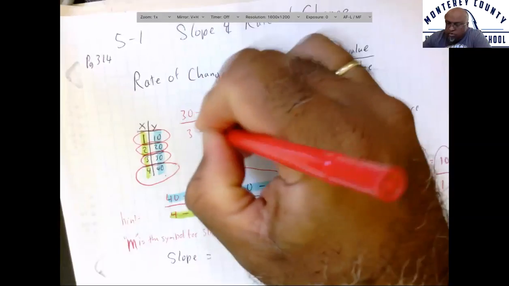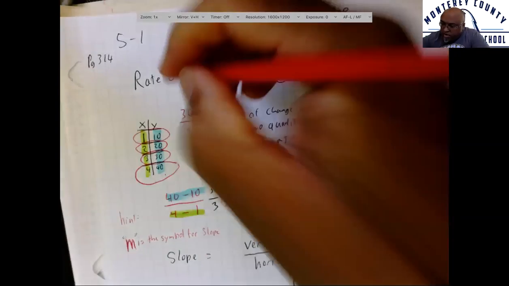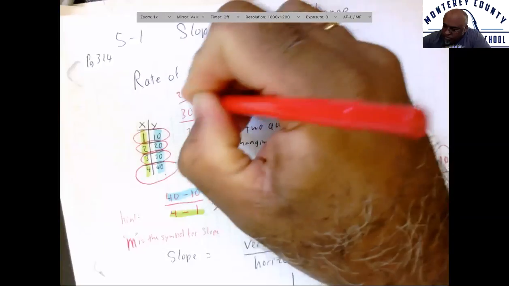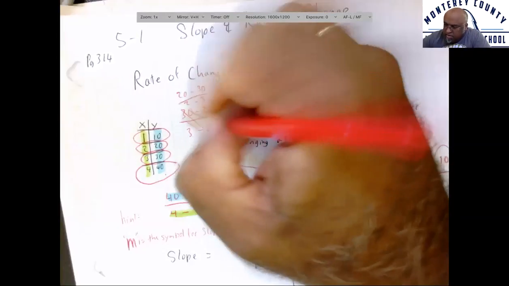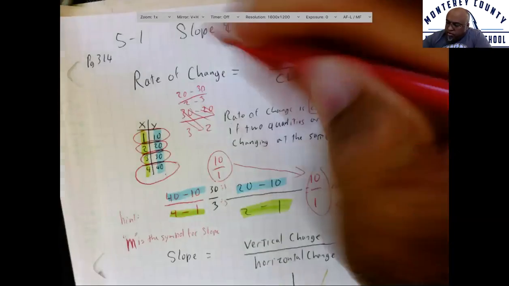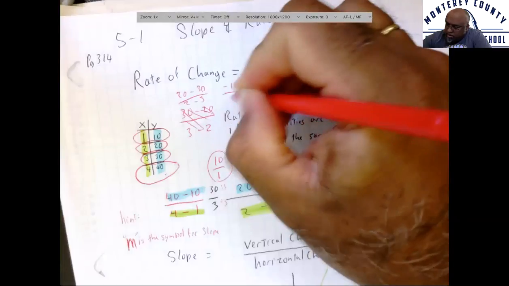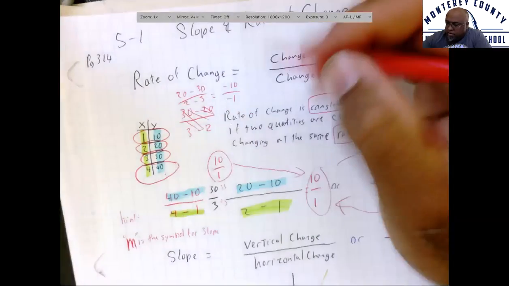3 minus 2. Okay, so what I'm going to do is I'm going to switch it, and I'm going to do it backwards. And I'm going to go 20 minus 30 and 2 minus 3. Okay, I'm literally doing it backwards. So 20 minus 30 is negative 10. 2 minus 3 is negative 1. So I have negative 10 over negative 1.